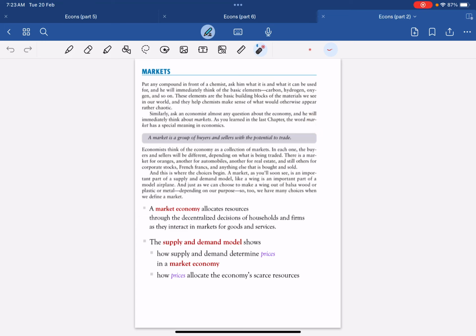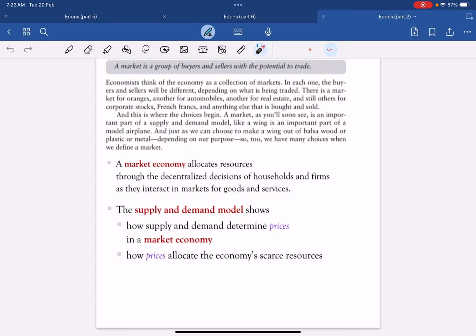Hi, in this video, we'll continue our introduction into economics, and currently we are looking at markets. So what makes up a market in economics? Well, a market is a group of buyers and sellers which will trade potentially. So a market economy would then allow us to allocate resources by having the buyers and sellers interact with one another. That's how they decide on the prices.